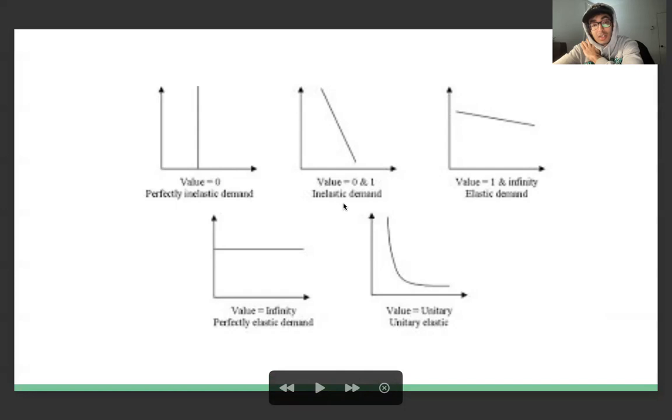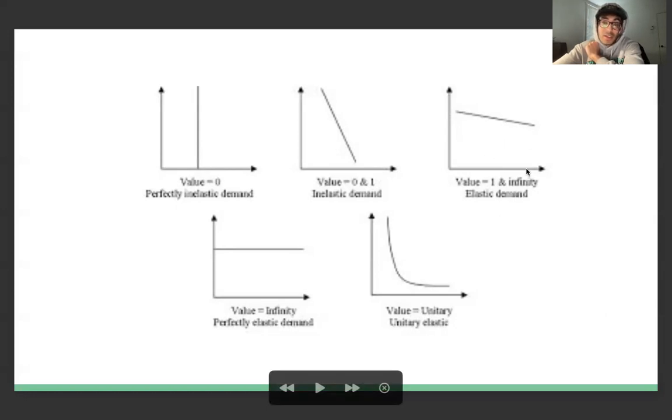Then we have inelastic demand, which is basically saying that the percentage change in price is more than the percentage change in demand. So the consumers' demand is not that sensitive to changes in prices. And the exact opposite to that would be elastic demand, which is saying that a very small change in price can lead to a higher percentage change in demand.